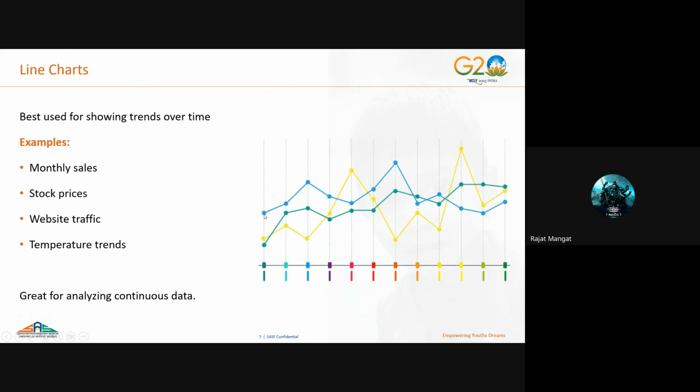Like at 1 a.m. temperature was this much. Oh, sorry, at 8 a.m. temperature was this much. At 11 a.m. temperature rises to this much. After 11, some clouds occurred and our temperature kept decreasing. Anything can be derived from this.